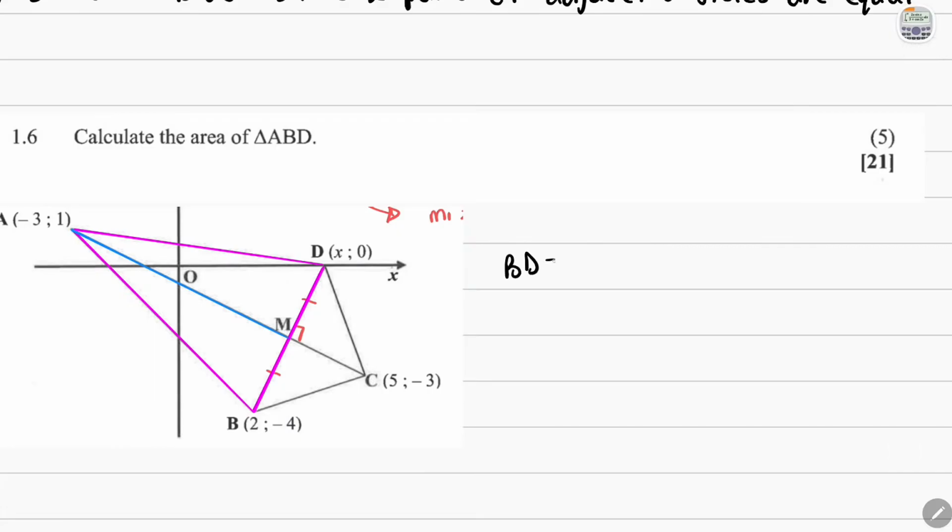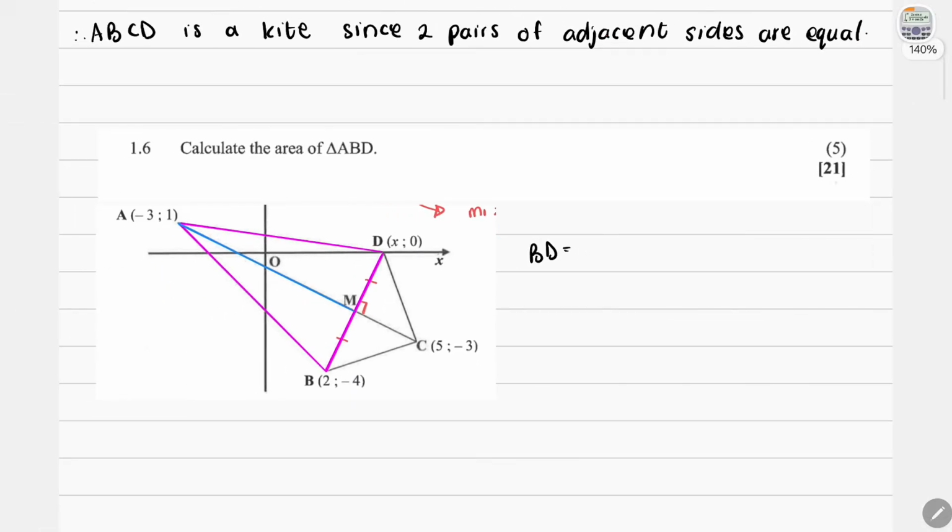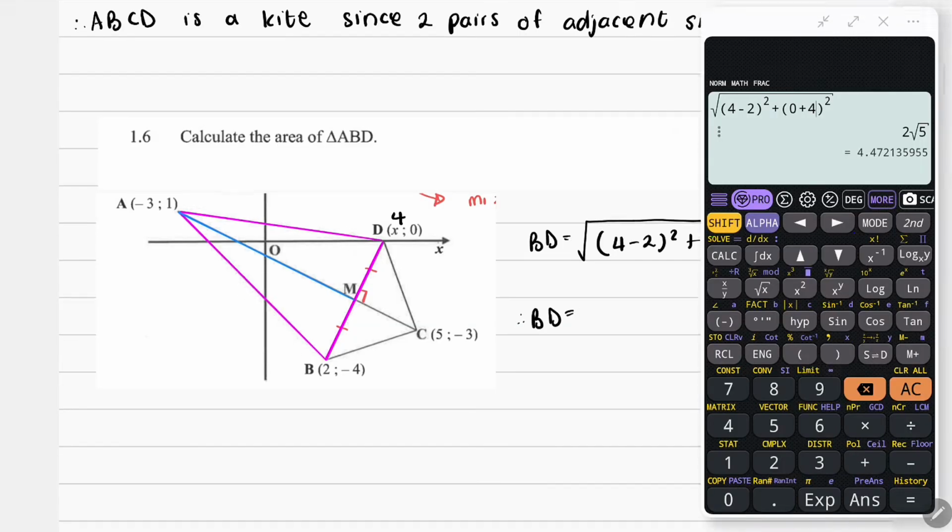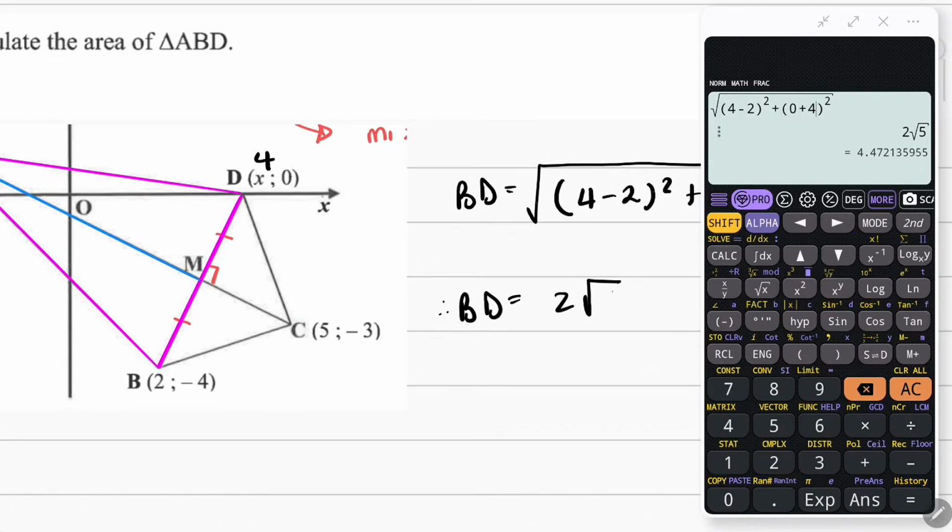So find BD. To find BD, this is equal to, and we'll just use the distance formula. Remember that this is 4, so I can just say top minus bottom with the x and y value. So that is 4 minus 2 all squared plus 0 minus negative 4, which becomes plus 4 all squared. And let's just get the length of BD first. And that is 2 square root 5.